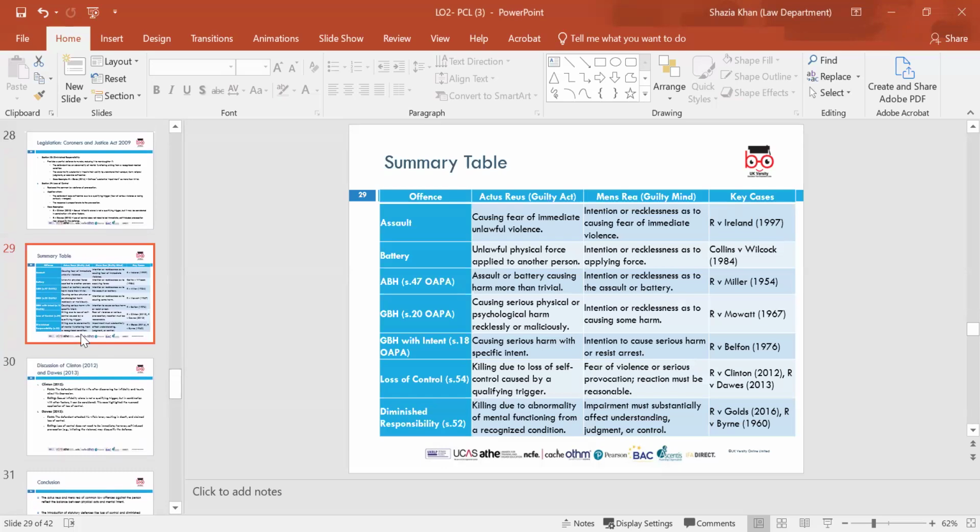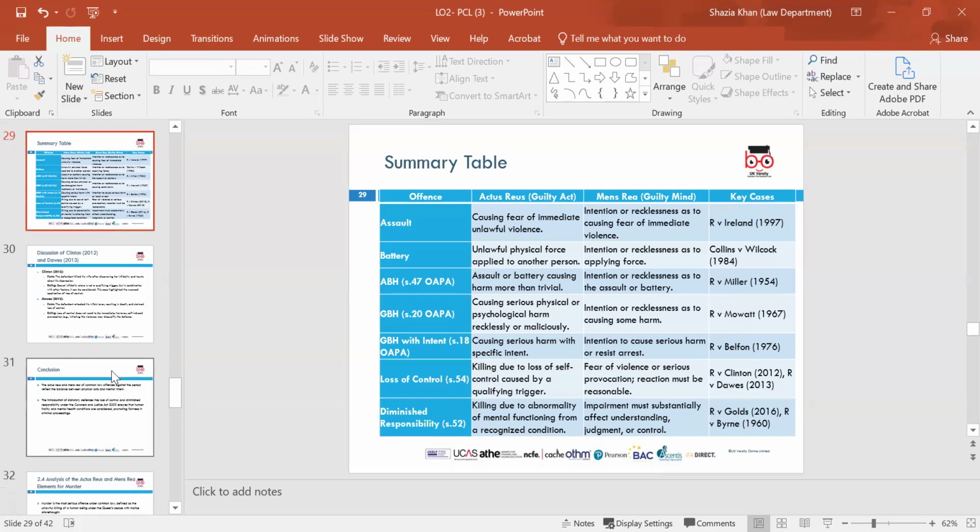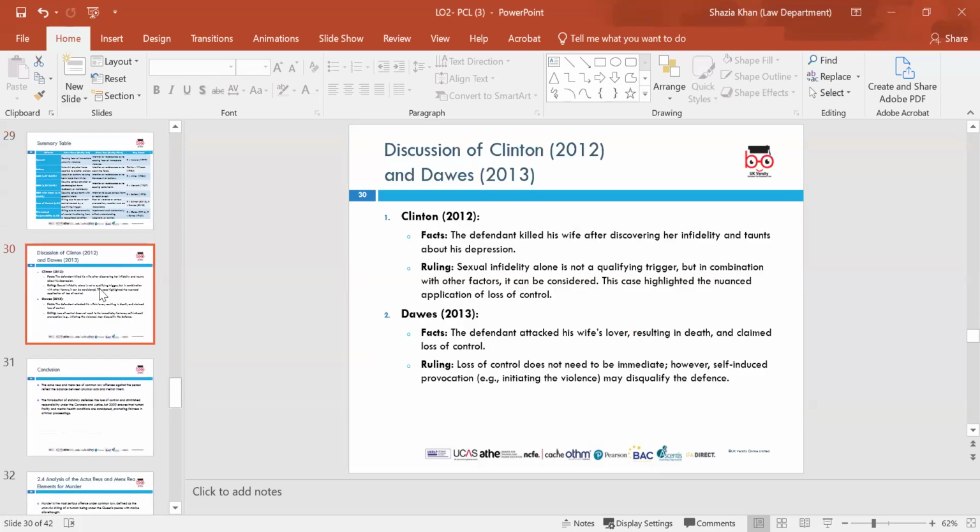So the summary table looks at the offences, which are assault, battery, ABH, GBH, and GBH with intent, loss of control, and diminished responsibility, with reference to what the actus reus is for each offence, the mens rea for each offence, and the key cases. So that table identifies the different types of offences, but also looks at the guilty act, the actus reus, the mens rea, and the key cases. You can have a look at that in more detail in your own time.